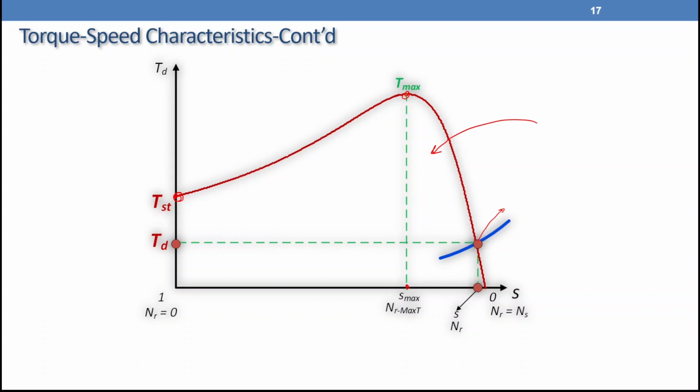And the motor will operate when we have a point that matches both the motor torque speed characteristics and the load torque speed characteristics. So that one is something like a fan or a compressor. So the motor is going to intersect at this point. So the motor is going to deliver a torque with certain speed to satisfy the mechanical load requirements.